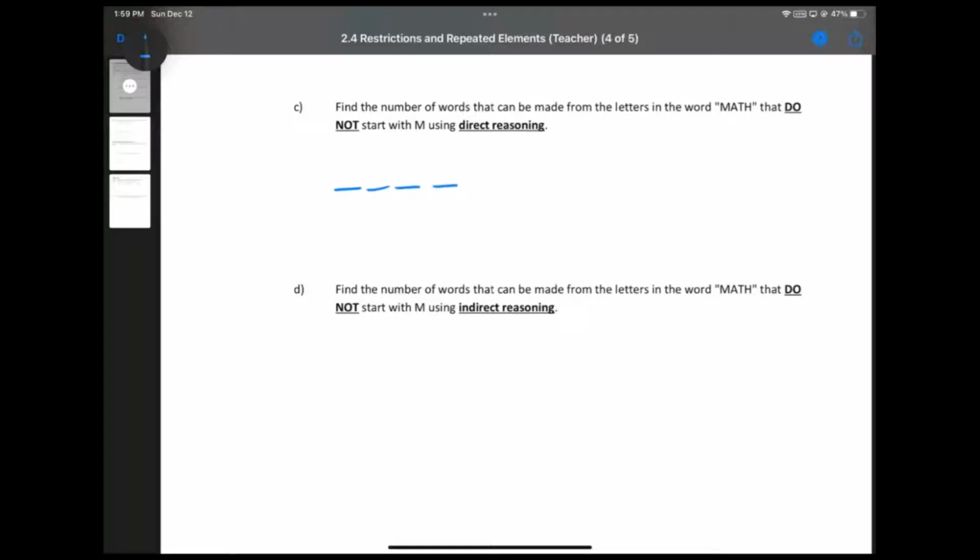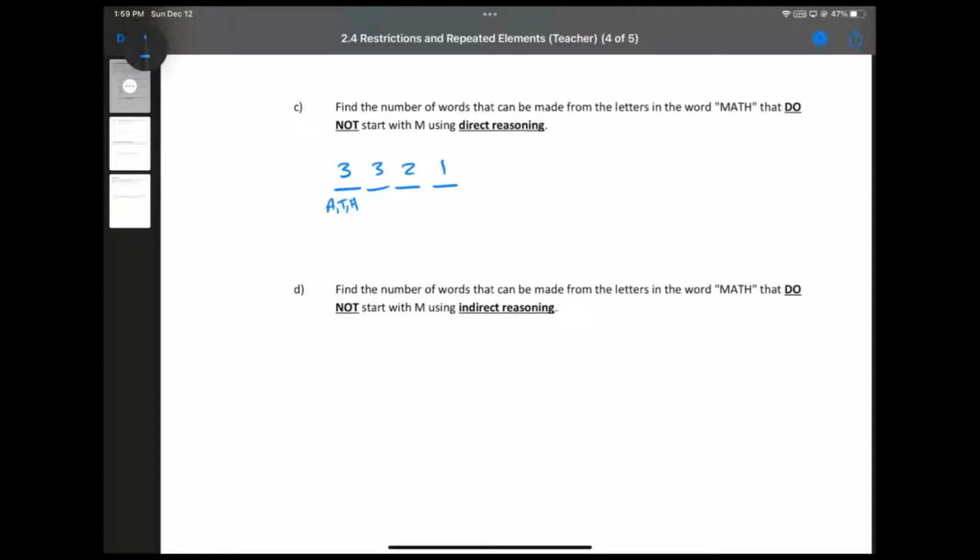I would say that the first letter cannot be an M. So underneath my line, I could write this a few different ways. I could put no M, or in this case, I think I'm just going to put ATH. So it's got to be one of those three letters. So I have three choices for that, three choices for that, two choices for that, and one choice for that. Three for the first letter because it can't be an M, so I only have three choices.